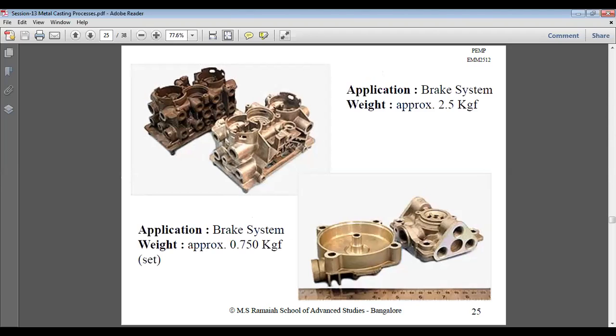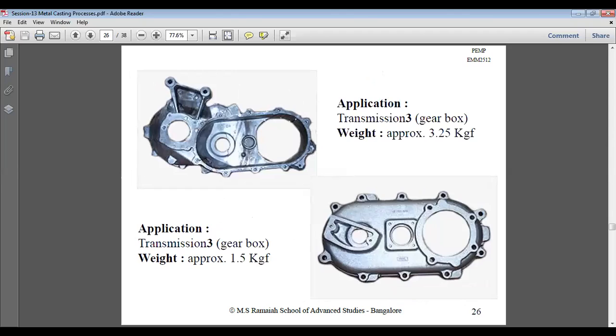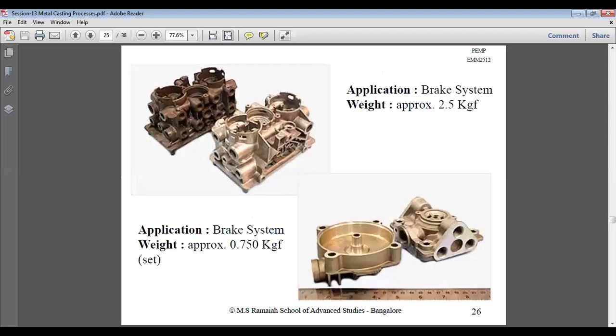This is the application brake set, and then this is weight. So again, another application is there. We have transmission gearbox. Then we have transmission gearbox cover, approximately 1.5 to 3 kilos of weight, is done by metal mold casting.